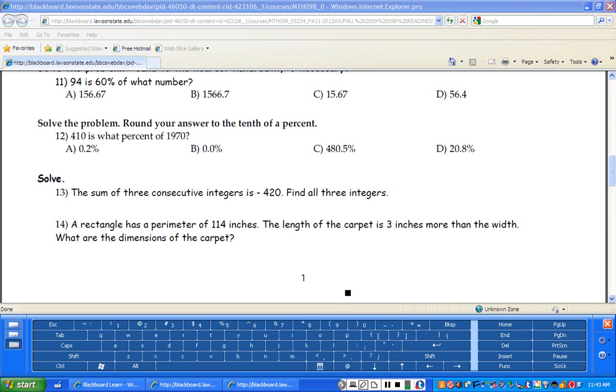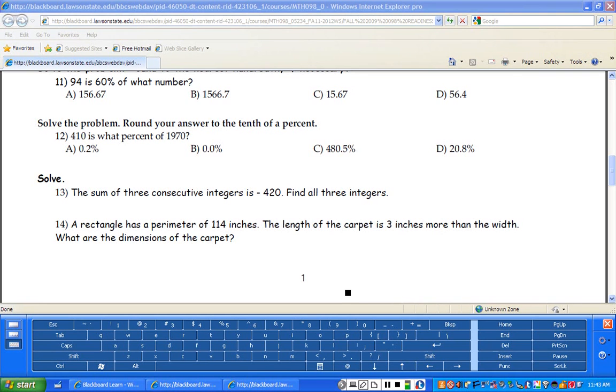Alright, so what we need to know is for consecutive integers, that means the numbers are back to back to back. So 1, 2, 3, 5, 6, 7, 22, 23, 24. Three numbers that are back to back to back, 3 integers. And when we're talking about integers, we're talking about all whole numbers, 0 to infinity as well as 0 to negative infinity.